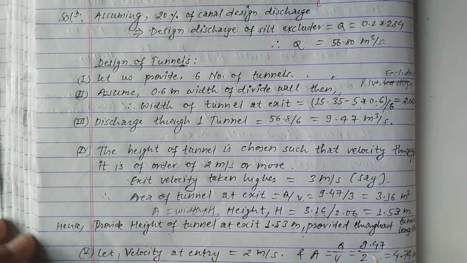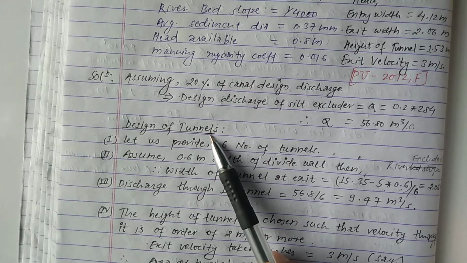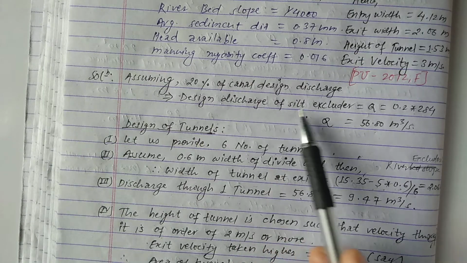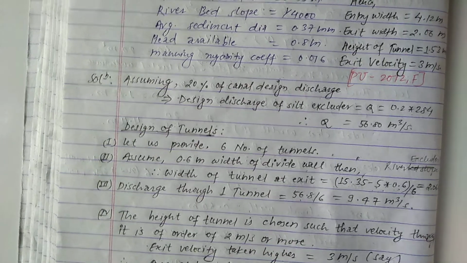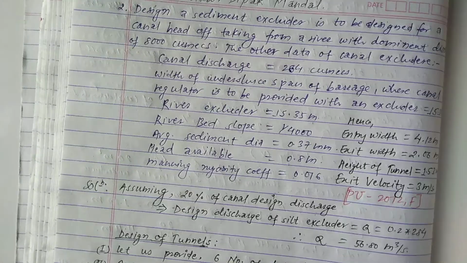So we have calculated different parameters for the tunnel as well as the discharge for the silt excluder. In this way you can calculate the sediment excluder.